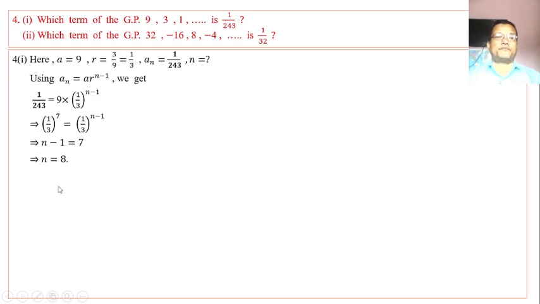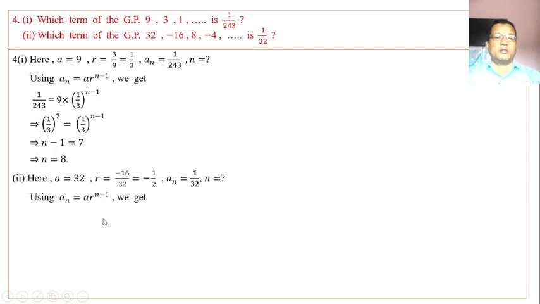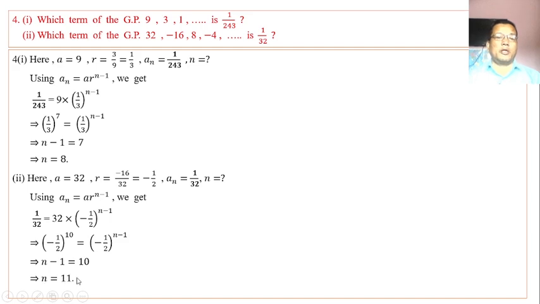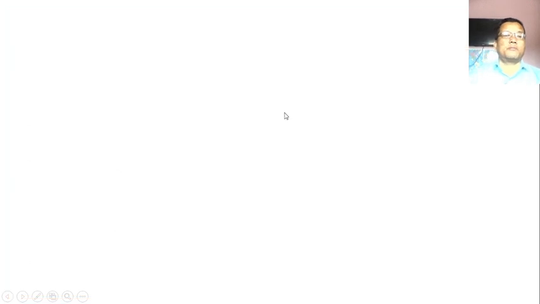For Roman number 2, a value is 32, r value is minus 1 by 2, an value is 1 by 32, find n. Then in the formula substituting the respective values and solving, we get n equal to 11, so the 11th term is 1 by 32.